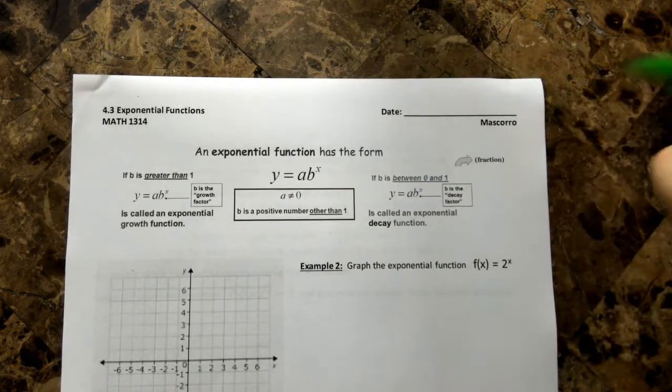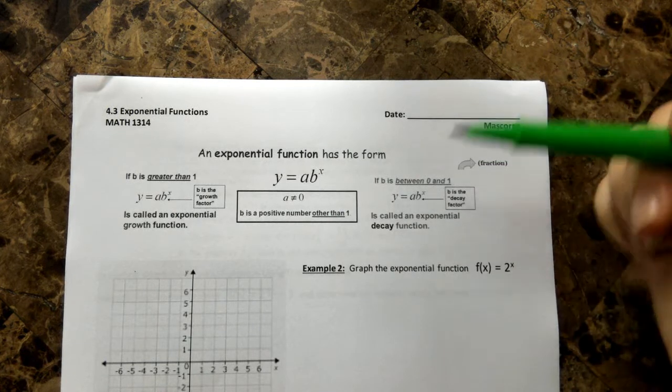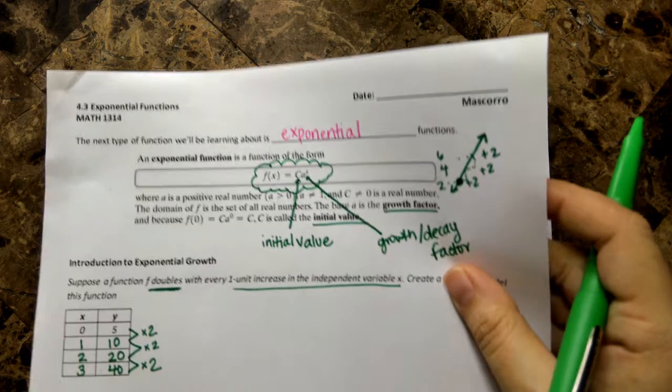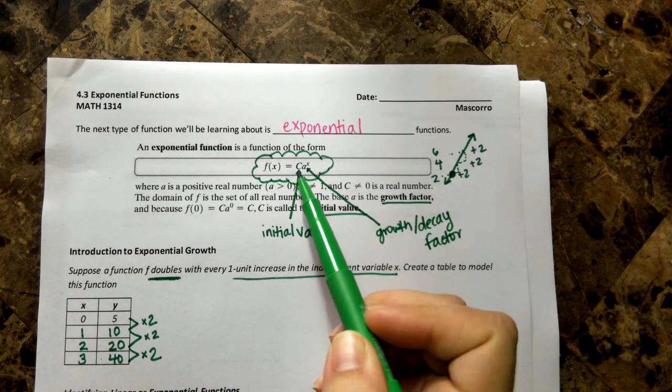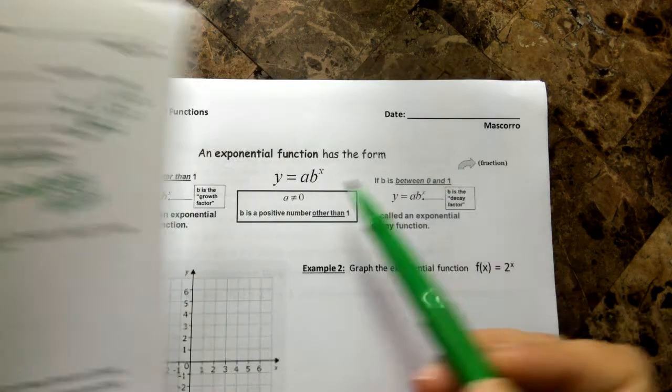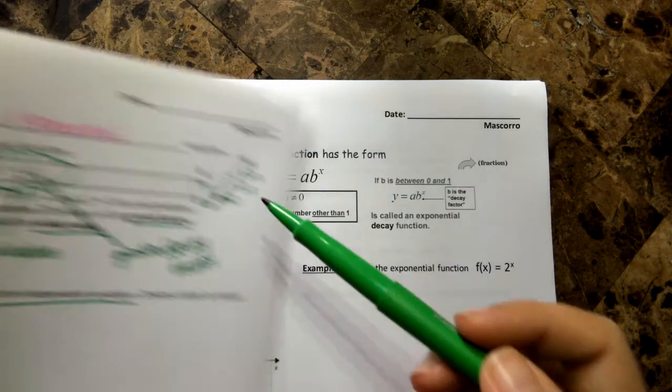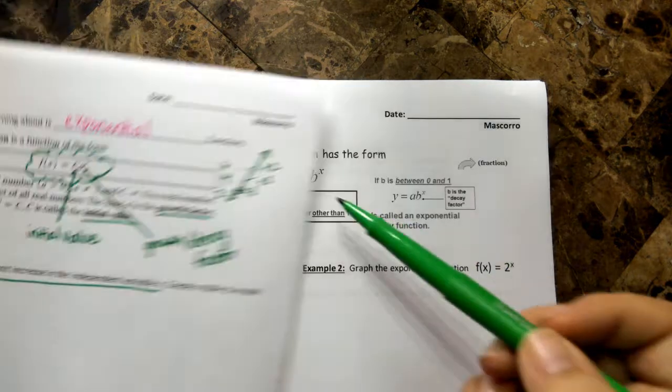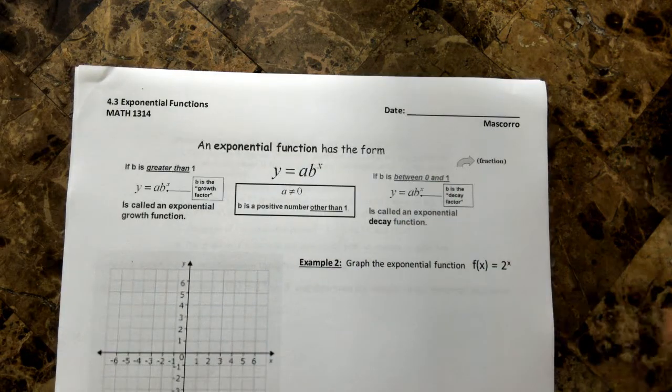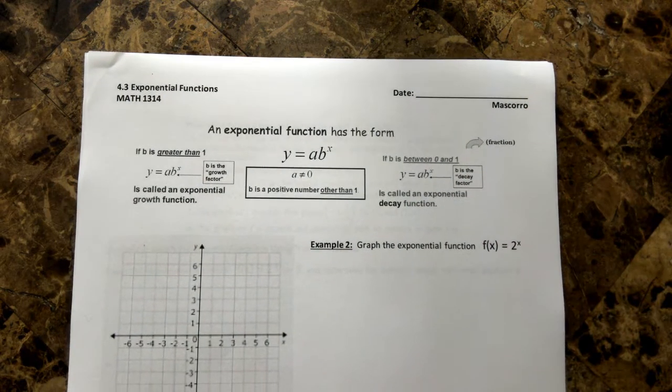All right, this up here on top is pretty useful. I gave us the original form, f of x equals c times a to the x power. It's the same thing. Some people use different letters. This person used c, this textbook used a and b's, but they all represent the same thing.